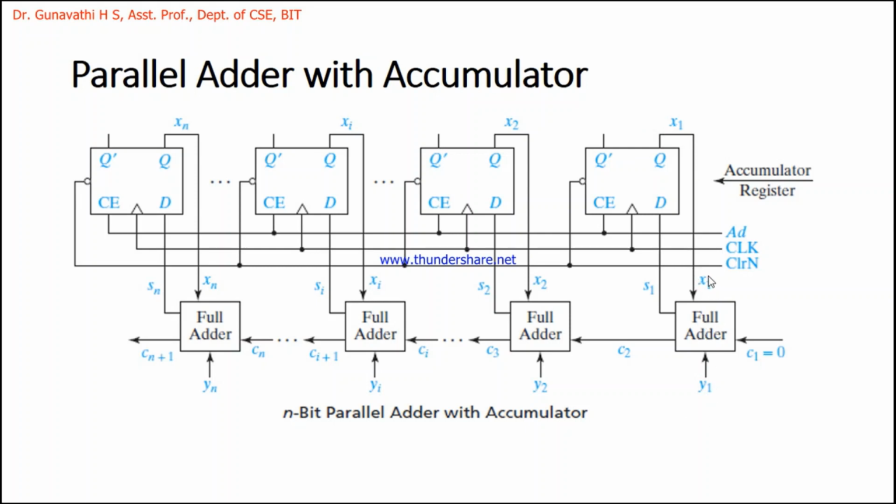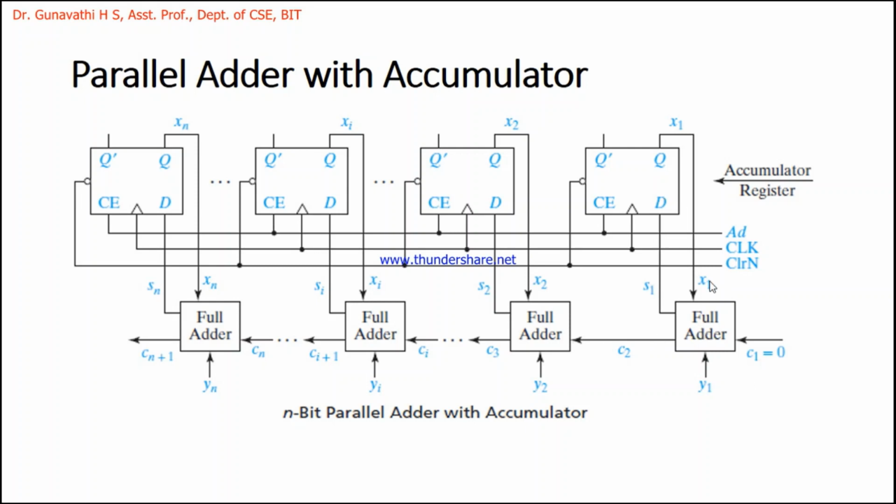This I'll consider as x1, this y1. These two data will be added along with the carry bit. Once we add it, what we get here is sum and carry. The carry has to be moved on to the next full adder. The sum has to be stored back in the accumulator, so we are putting it back to the accumulator. That's how we have connected.